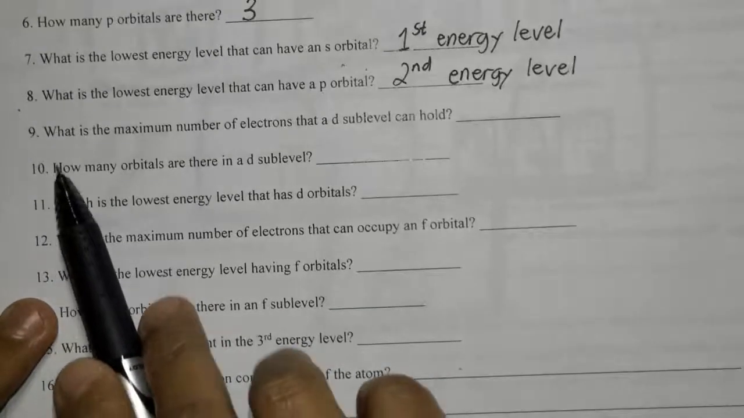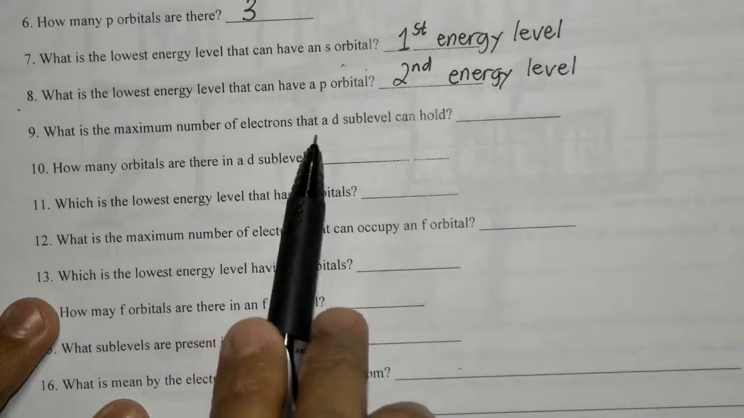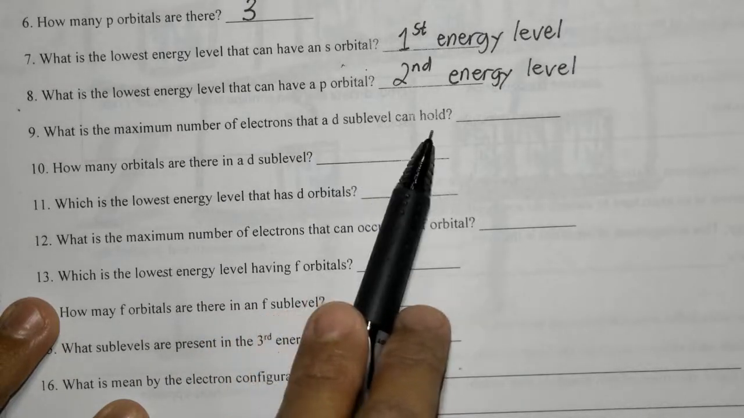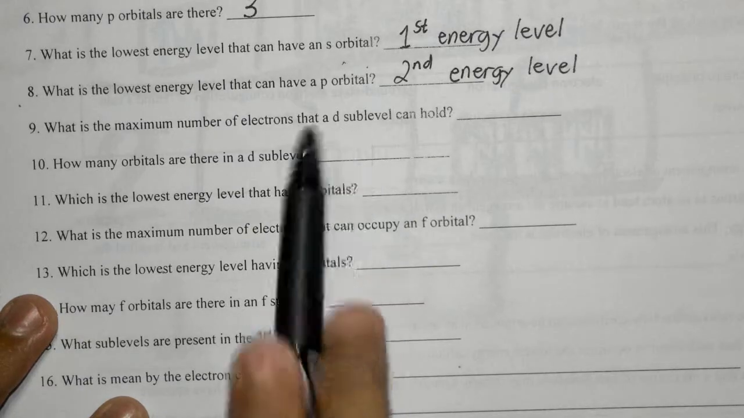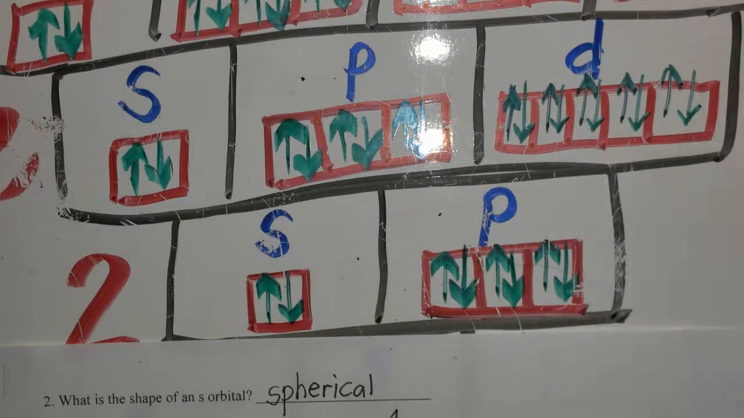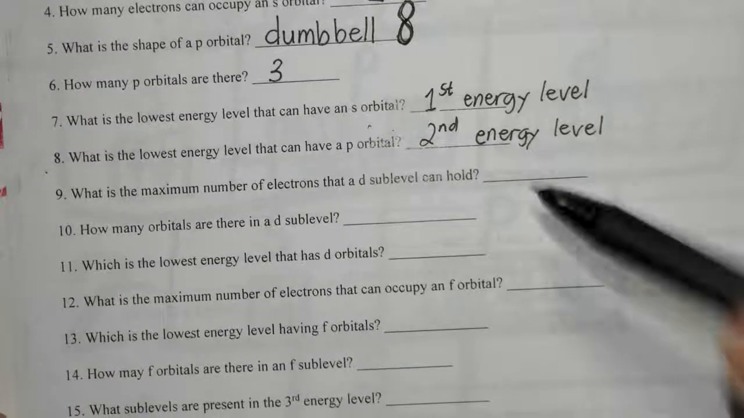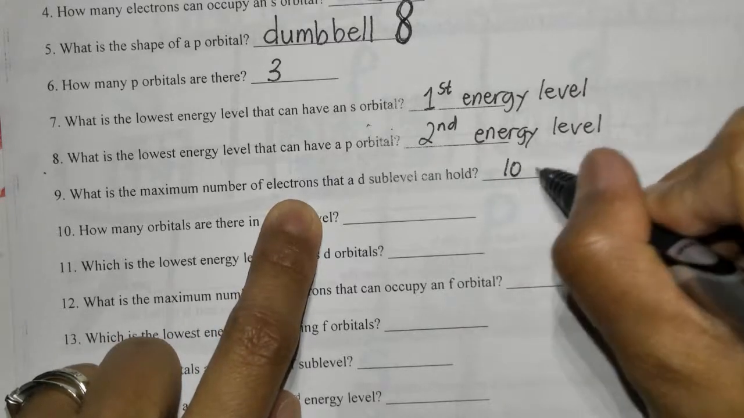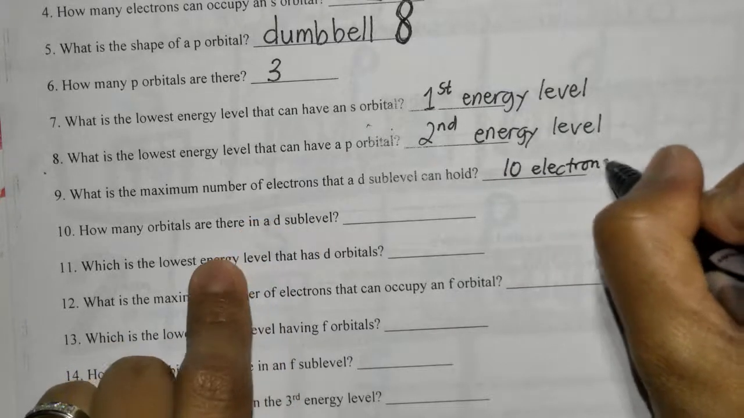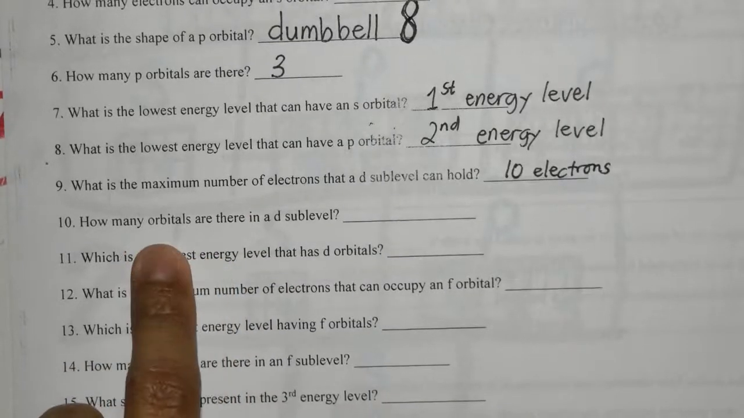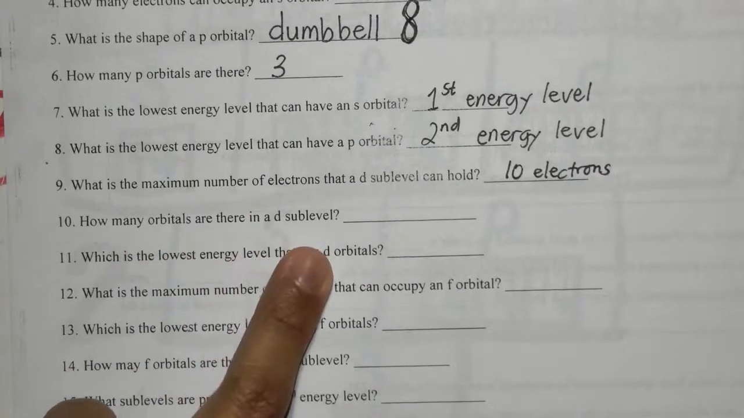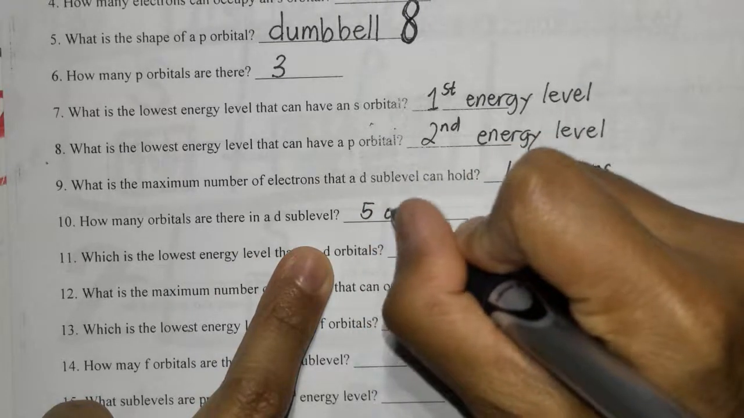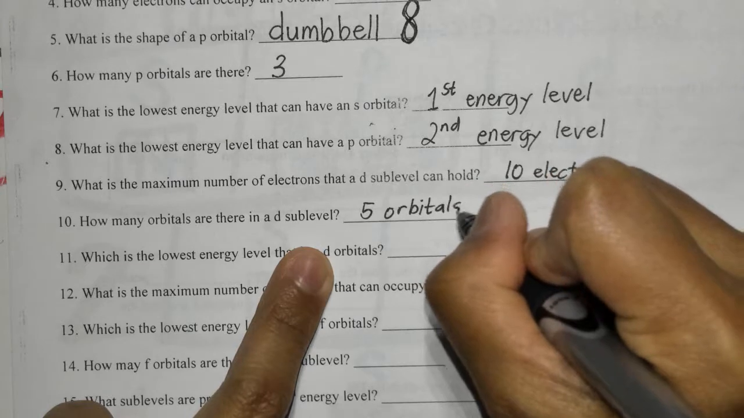Number 9. What is the maximum number of electrons that a d sublevel can hold? D sublevel, how many boxes does a d sublevel have? How many orbitals? 5 orbitals. So therefore, the max number of electrons is 10. Because the question is about electrons, 5 orbitals times 2, that will be 10 electrons. Number 10. How many orbitals are there in a d sublevel? 5 orbitals. Please make sure that you put the label 5 orbitals.